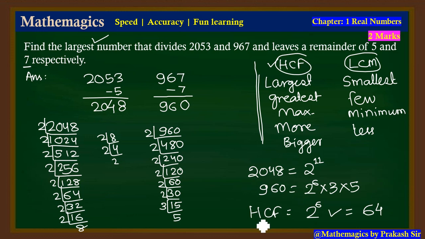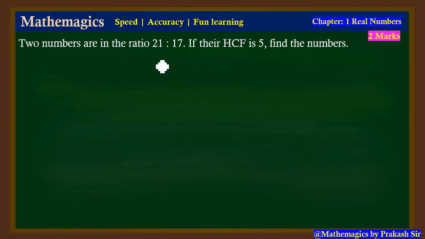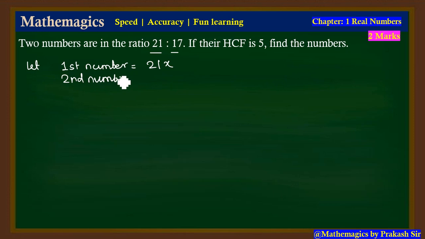Dear friends, I hope you have understood this all. So the next question is, two numbers are in the ratio 21:17. So directly we can say that let the first number be 21x and the second number be 17x. And what are the factorizations of it?